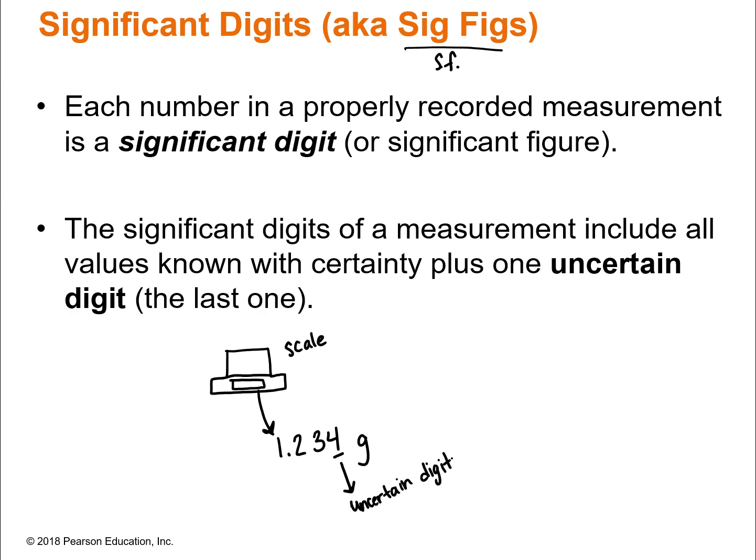And if you've ever used a scale or balance, you'll see that last digit kind of fluctuates. It might go down to 2, it might go up to 5. It kind of floats around a little bit before it settles. That's the uncertain digit. All these other numbers are known with certainty. We know absolutely 1.23. We're kind of guesstimating the last digit. So each measurement has one uncertain digit at the very end.